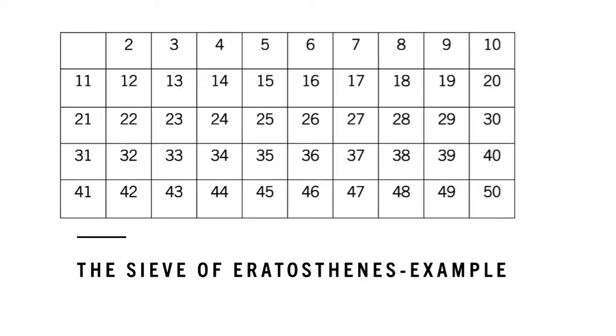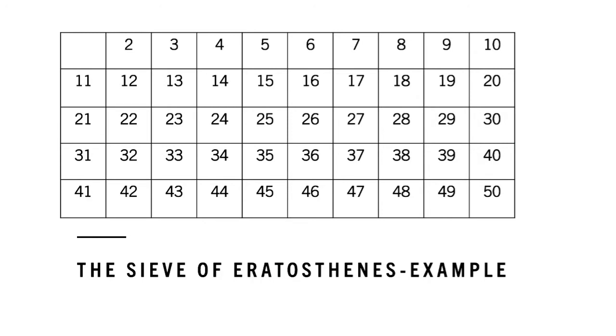What we have with us is a certain range of numbers. In the above given table, I have numbers starting from 2. 2 is the smallest prime number that we have, and I have taken numbers till 50, right? These numbers are in increasing order.